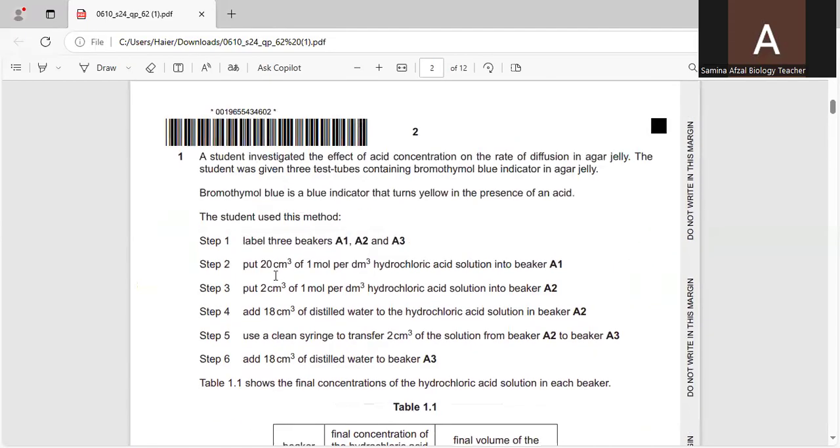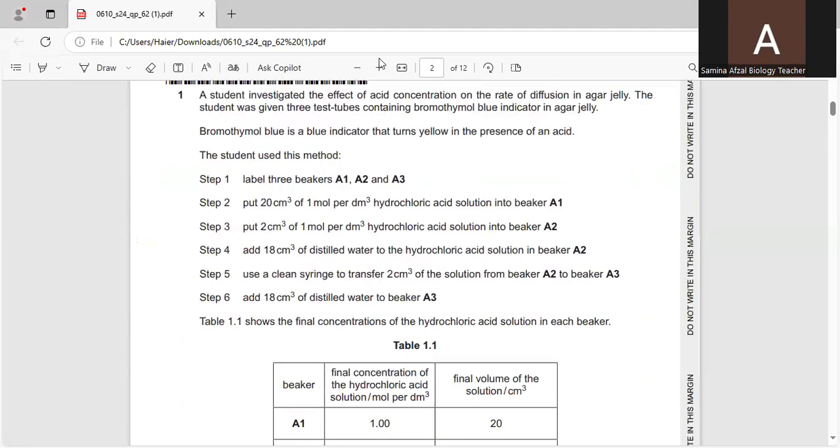A student investigated the effect of acid concentration on the rate of diffusion in agar jelly. The student was given 3 test tubes containing bromothymol blue indicator in agar jelly. Bromothymol blue is a blue indicator that turns yellow in the presence of an acid. The student used this method.